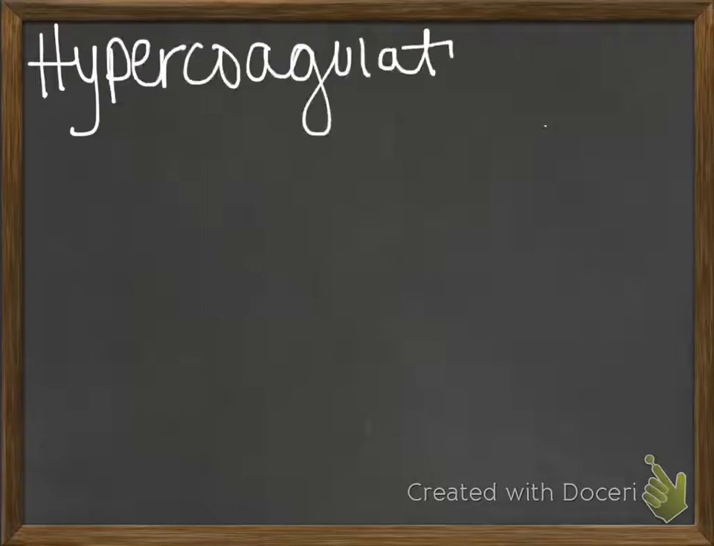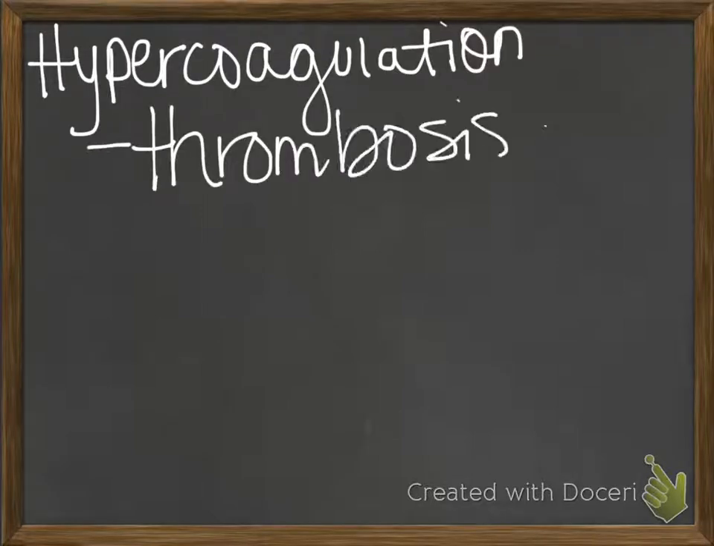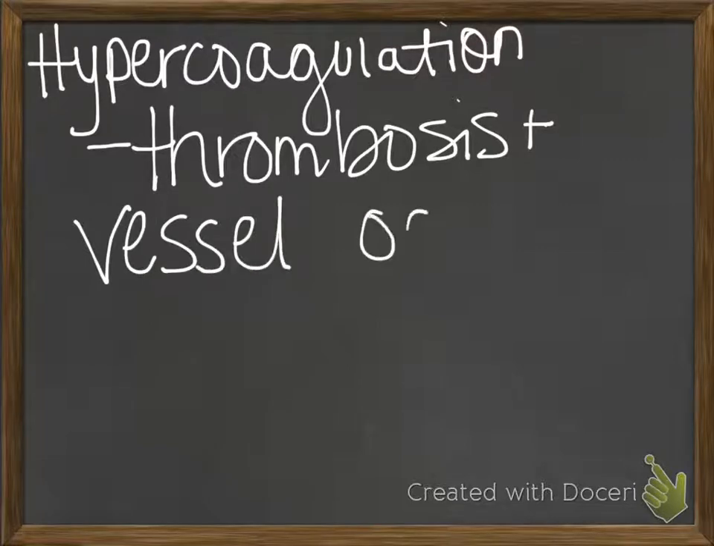Okay, so we are going to talk about hypercoagulation. This is when we would clot too fast, clot too much. And the big thing that occurs here is we have risk for thrombus and vessel occlusion.